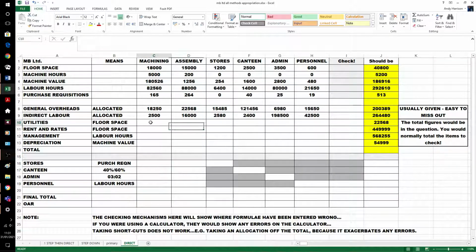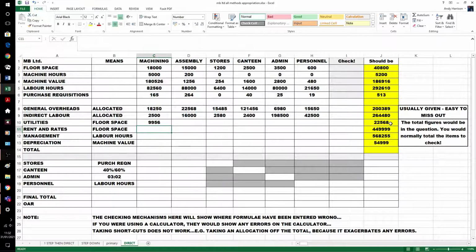So floor space, we have the floor space at the top, so it's all these numbers for the 6 departments, and we have a bill of 22,568 to proportion. So this is the primary part, so we need to take the proportion, which will be C2, the floor space for the machining, over the total floor space, which is actually in J2, because I would have added it up first. So that's the proportion, and then times it by the bill, which is our 22,568.